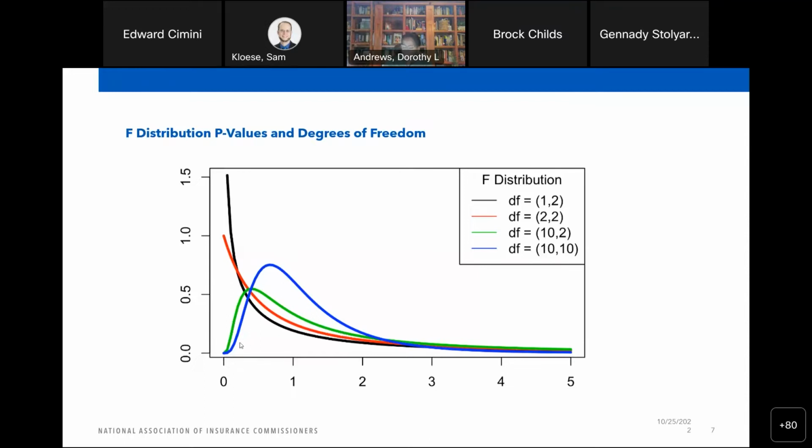And that means as the shape starts to move from the left to the right, more area gets pushed off to the right. And that means you need a much greater test statistic value in order to reach statistical significance.